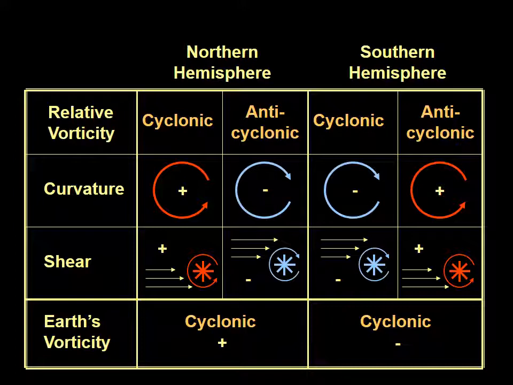And then you can take a look at the colors. The color red indicates positive vorticity, whether it be curvature or shear, and the blue indicates negative vorticity. And then the columns tell you for that hemisphere whether it is cyclonic or anticyclonic.